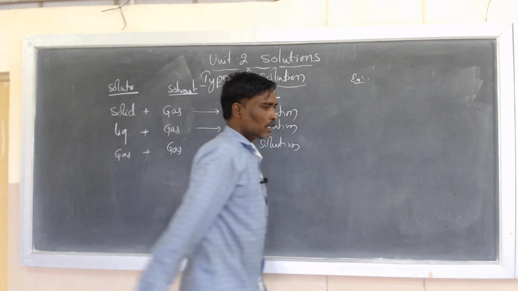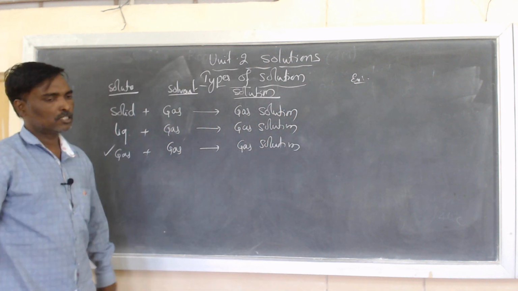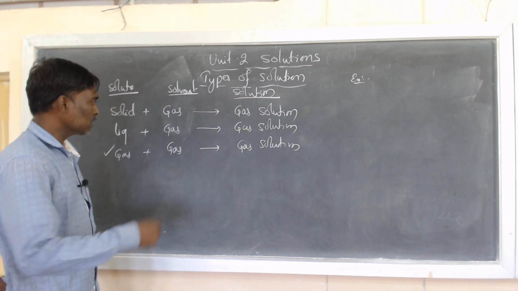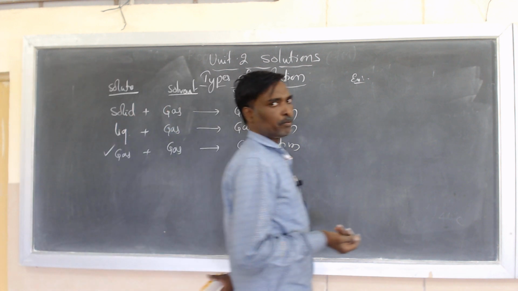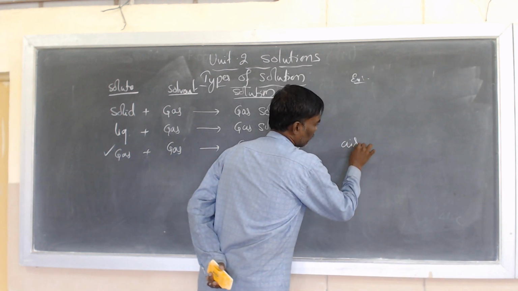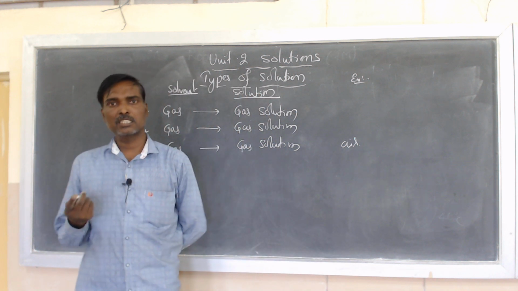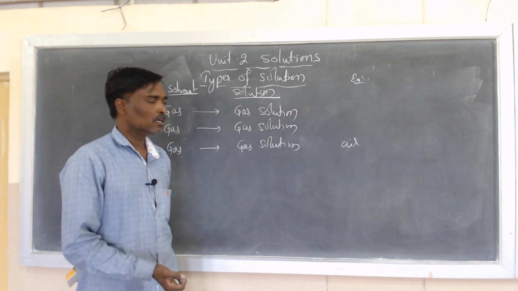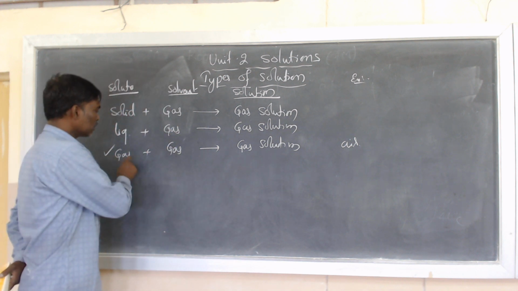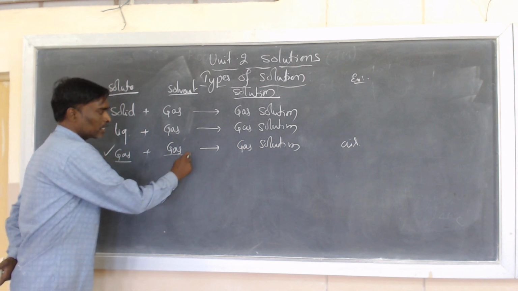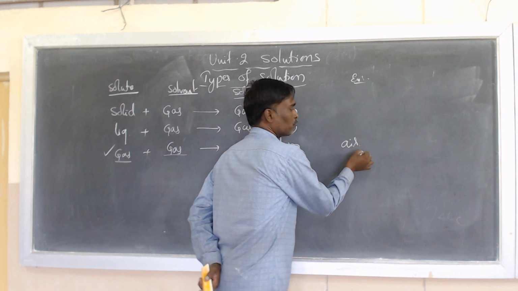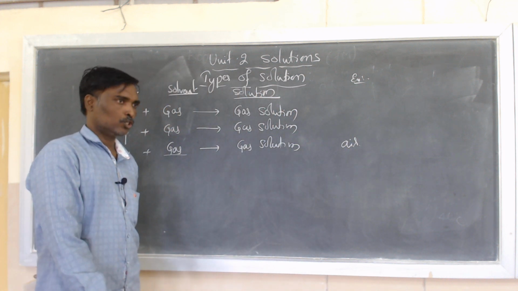For example, let me start with the gas solution. It is a mixture of two gaseous components. The best example is the atmosphere. Air contains a mixture of many gases, for example carbon dioxide, nitrogen, and oxygen. It is a homogeneous mixture of the components, where different gases combine to form a gaseous solution. So air is the best example for this type of solution.